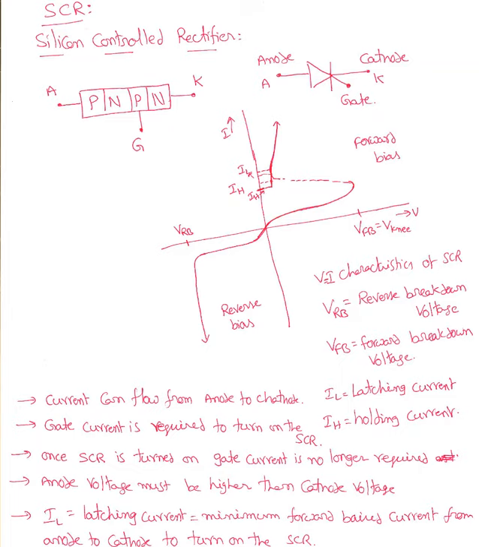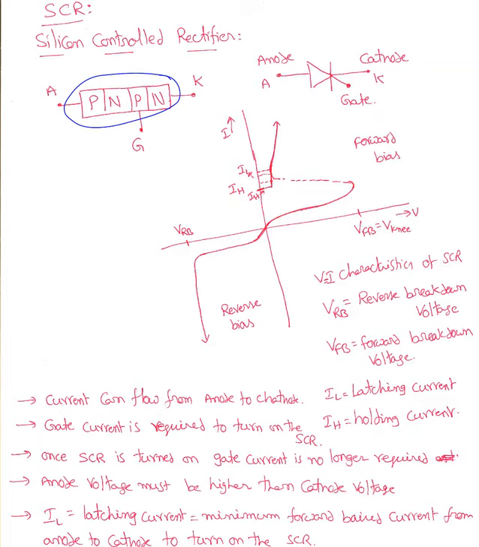I'll start this video with the SCRs. We already talked about SCRs in the previous video, so I'll brief on the SCR. So SCR is a 4-layer PNPN, 3-terminal device. There are 3 terminals: anode, cathode, and gate. All the thyristors are basically 3-terminal devices.